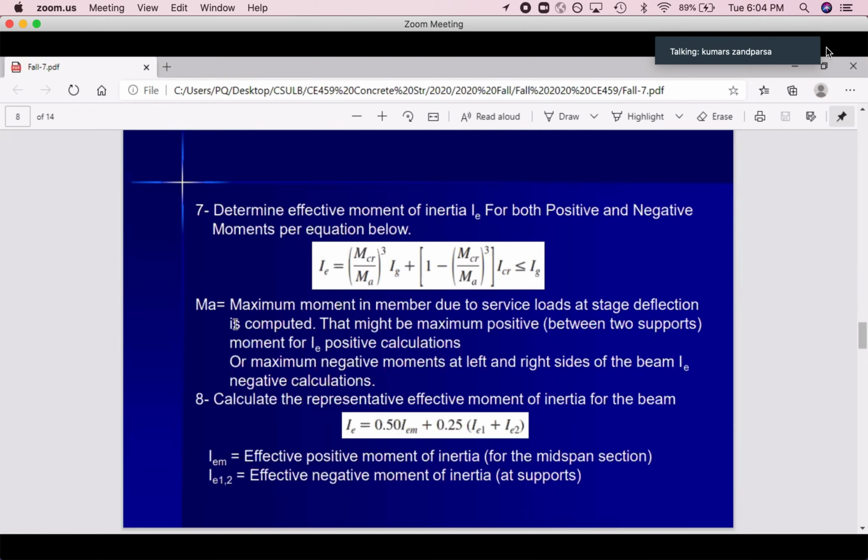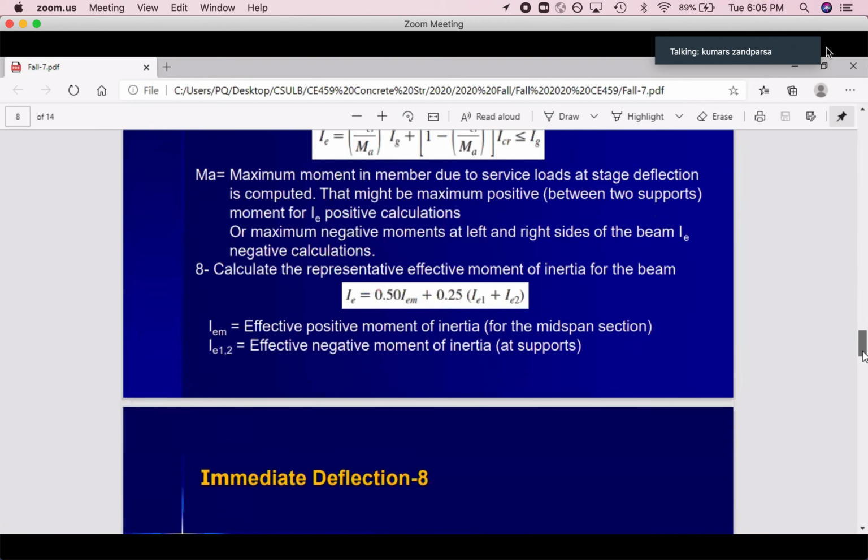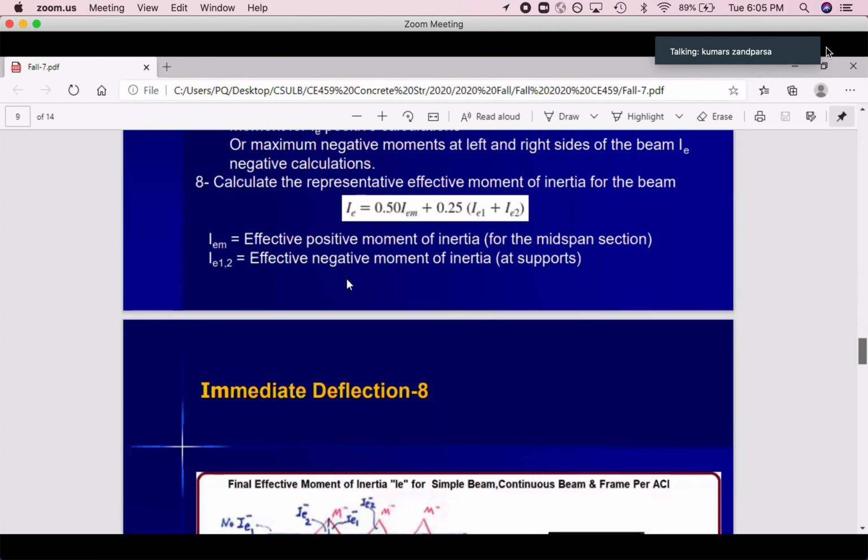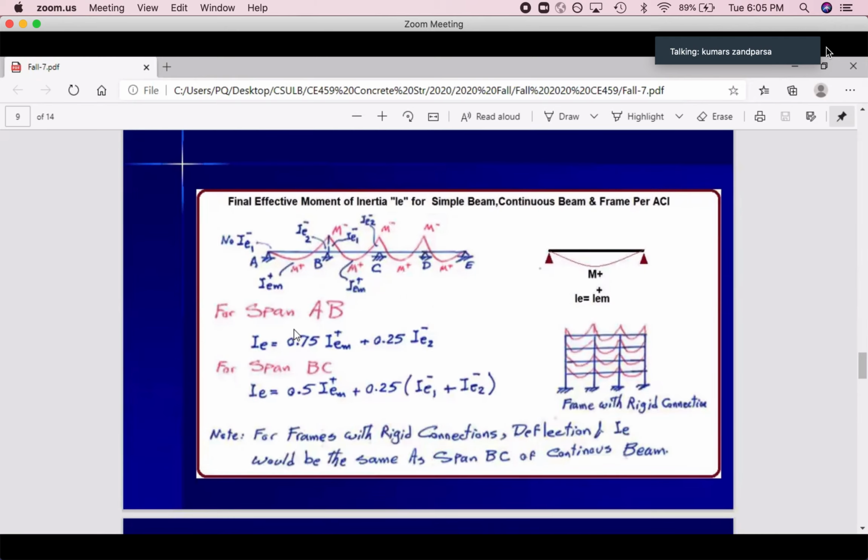If you have IE for negative, IE for positive, IE for negative, what can I do with that? Go to this equation. Is that the only equation? No. Look at this span: for span AB, you have one negative and one positive. So between these two IEs, your final IE is this equation. You have 75% of IE positive for this one, plus 25% of that one. That's it.